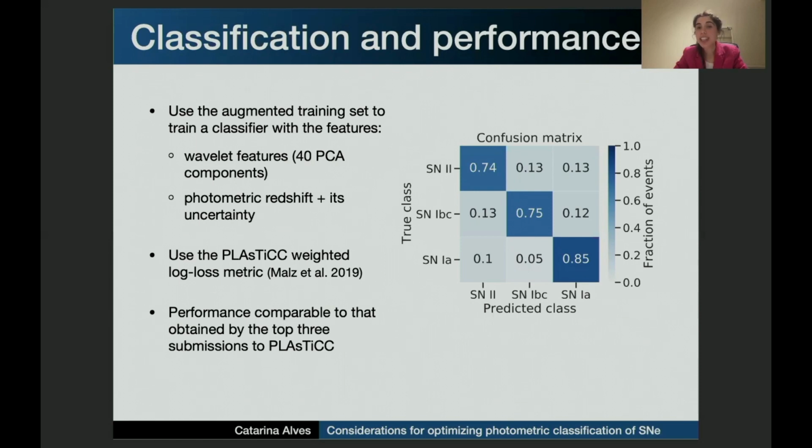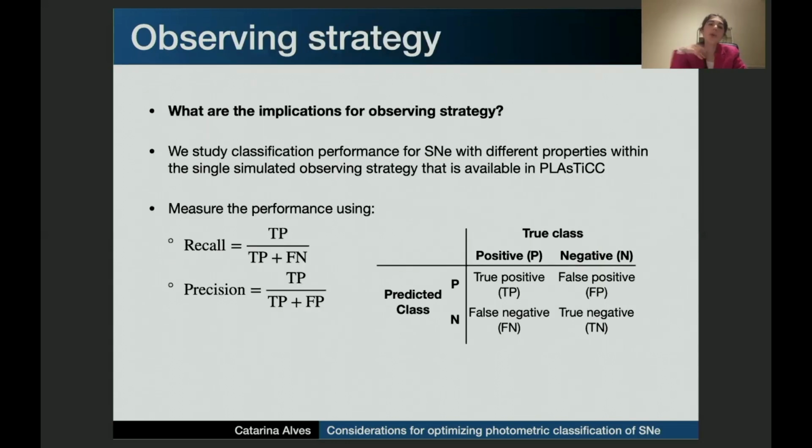And you can see it has a strong diagonal, which means that we are able to accurately predict most of our events. This performance is comparable to the one obtained by the top 3 solutions to PLAsTiCC. But what are the implications for observing strategy?